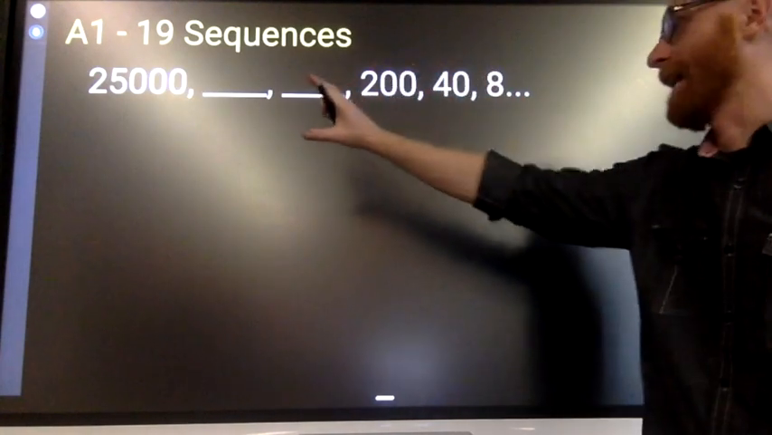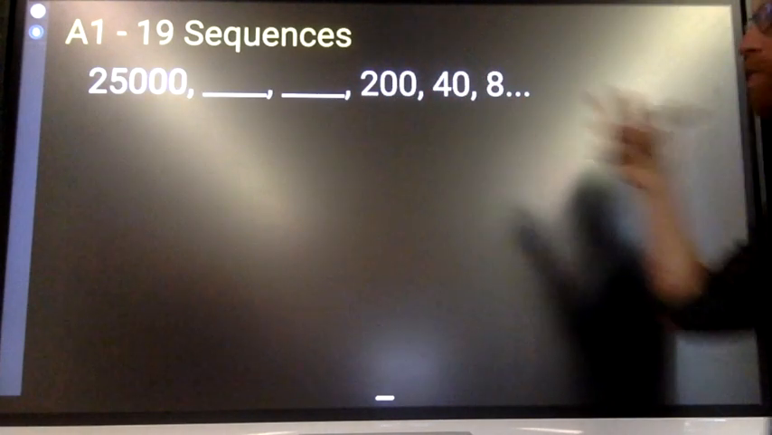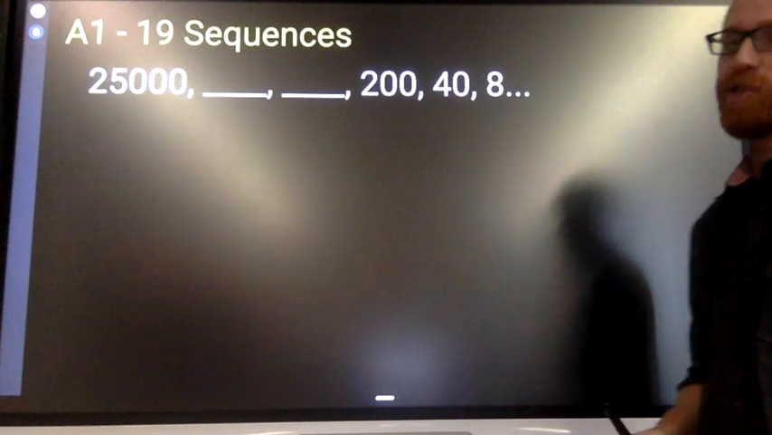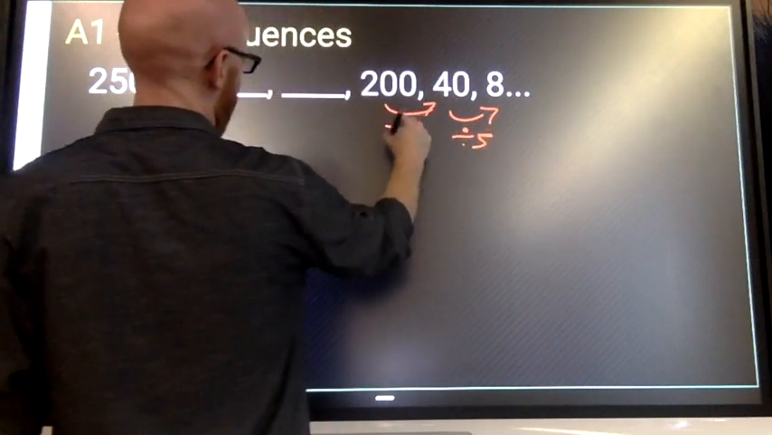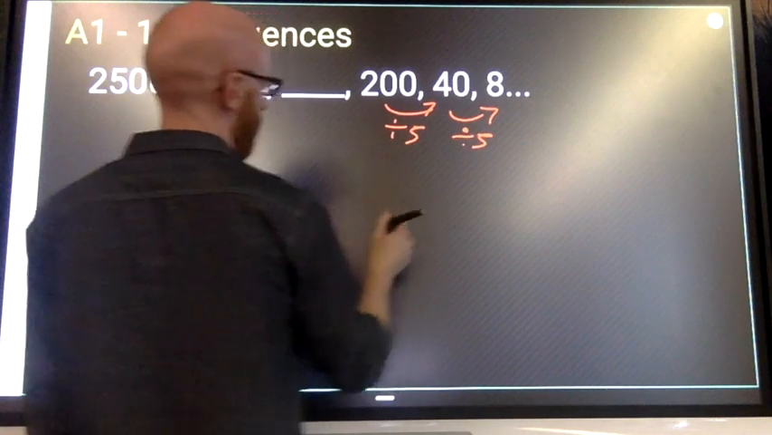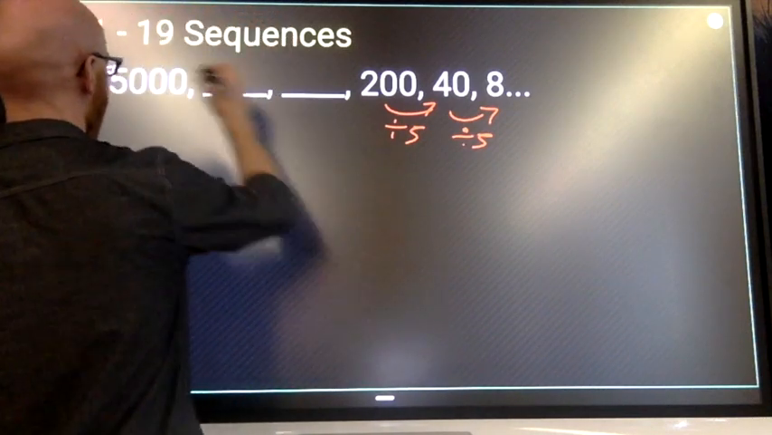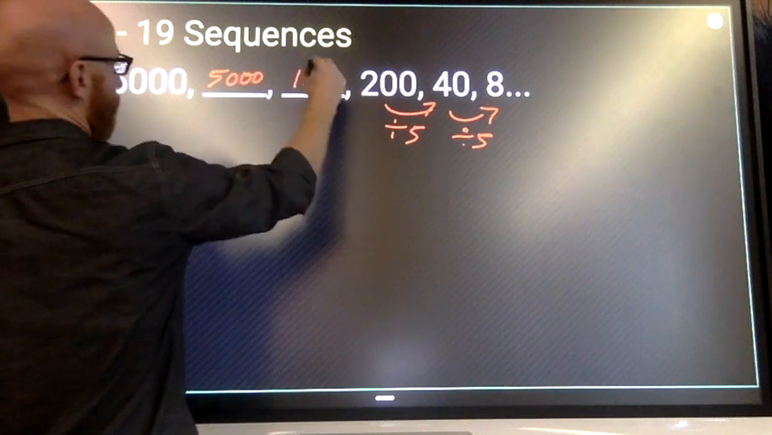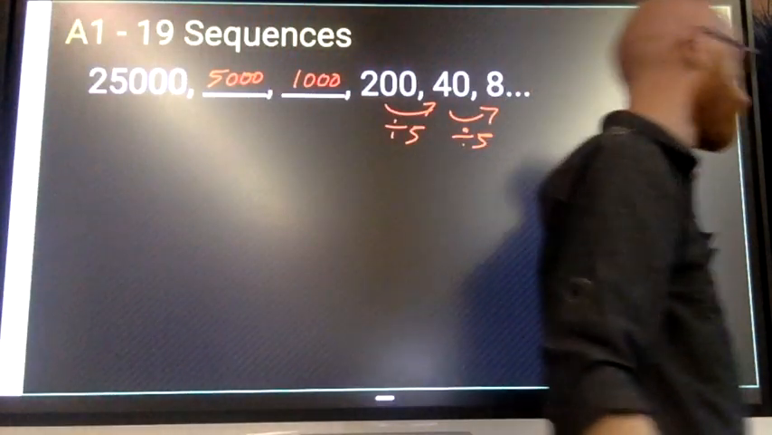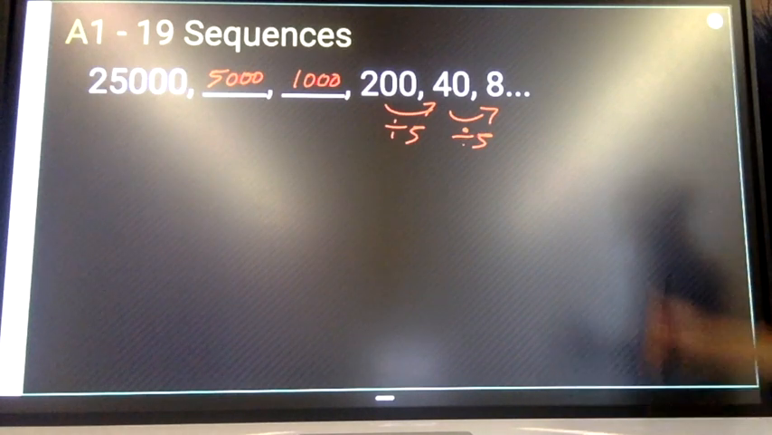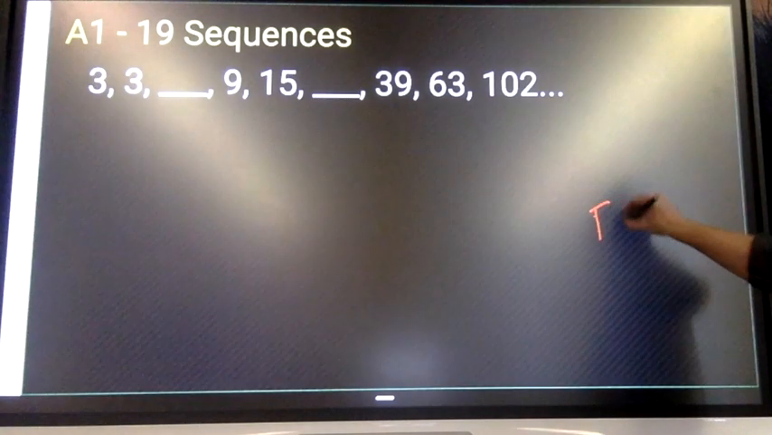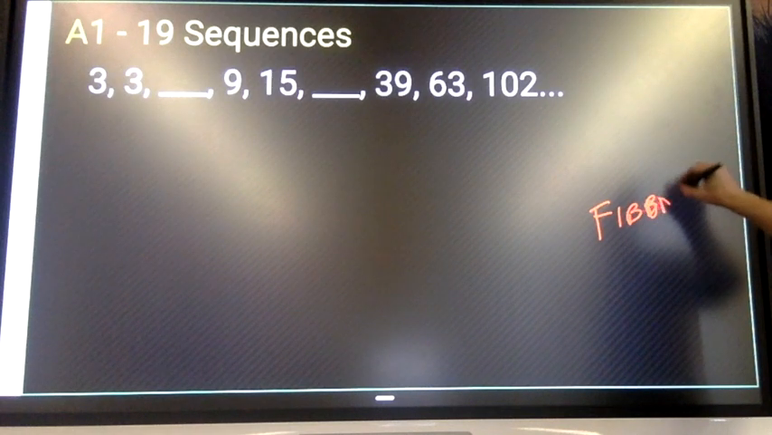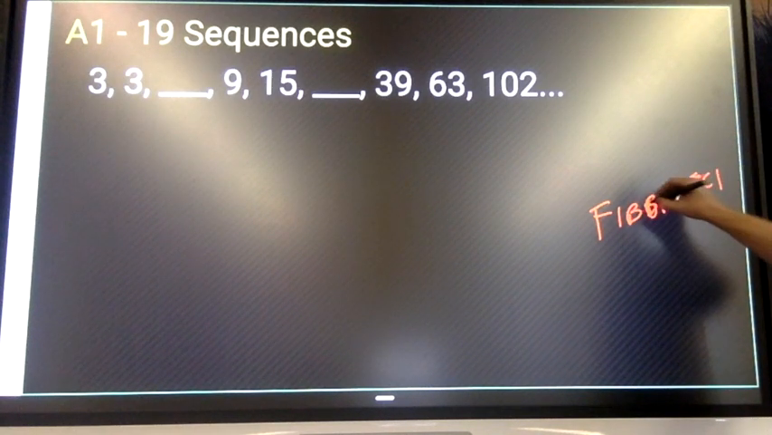A lot of times if the numbers get small very quickly, or get large very quickly, you know you're dealing with a geometric sequence. That's divided by 5, that's divided by 5. That's going to be my recursive rule. Geometric sequence. Right. This is a Fibonacci sequence. Or snowball.